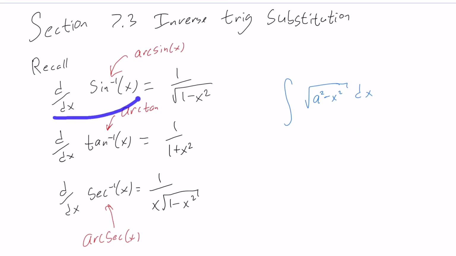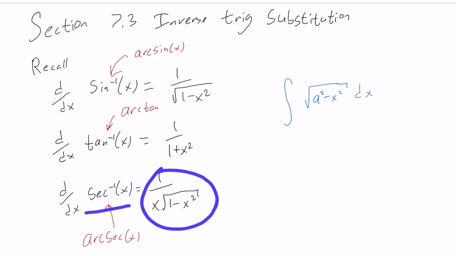It's because, remember, the derivative of the inverse sine of x is 1 over the square root of 1 minus x squared. We find that derivative with implicit differentiation, which maybe you remember. Also note that inverse sine is called arcsine, inverse tangent is called arctangent, and inverse secant is called arcsecant. But let's continue with these. The derivative of inverse tangent is 1 over 1 plus x squared, and the derivative of inverse secant is 1 over x times the square root of 1 minus x squared.